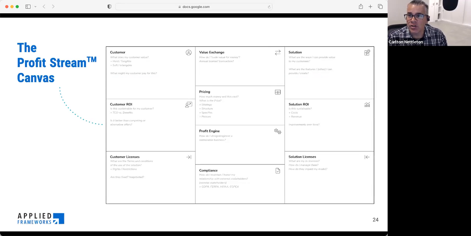Applied frameworks, we like frameworks. We've created a framework to allow you to identify what dimensions of your solution the customers really value, and then give you the opportunity to think about how to quantify that value in economic terms, right? And I think you've got to start quantifying the value that you deliver in economic terms so that you can start thinking about profit.